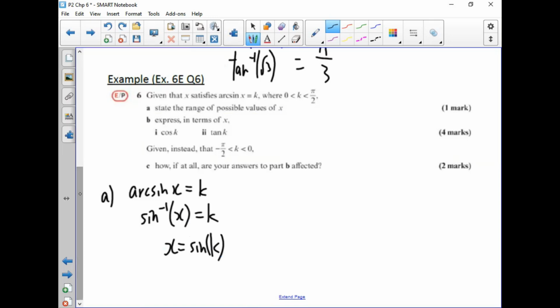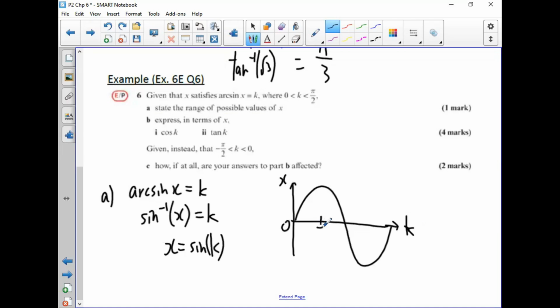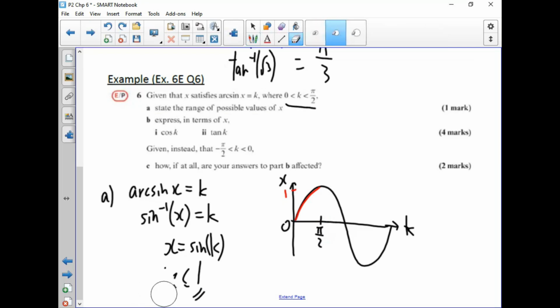What we can do here to find the range of possible values of x: x equals sine k, so we can draw a graph of sine k. The horizontal axis becomes k, and the vertical axis becomes x. k is bound between 0 and pi over 2. In this part of the graph, you can see x values only going from 0 to 1. So the possible values of x are between 0 and 1. Actually, we can't include 1, and we can't include 0 either, because k is between 0 and pi over 2 with no equal sign, so we cannot equal them. So x is between 0 and 1.